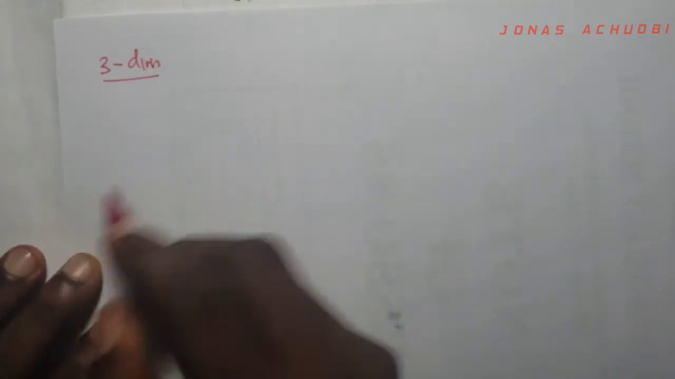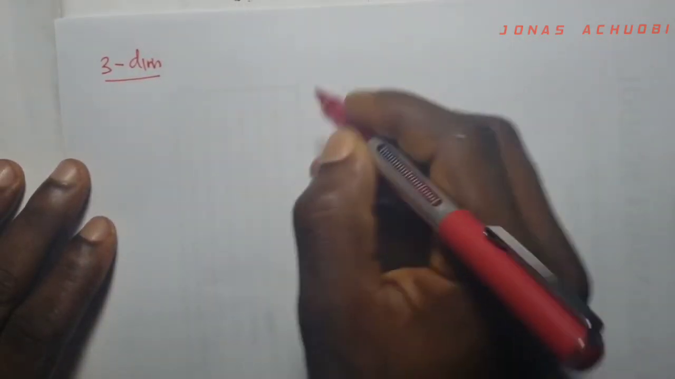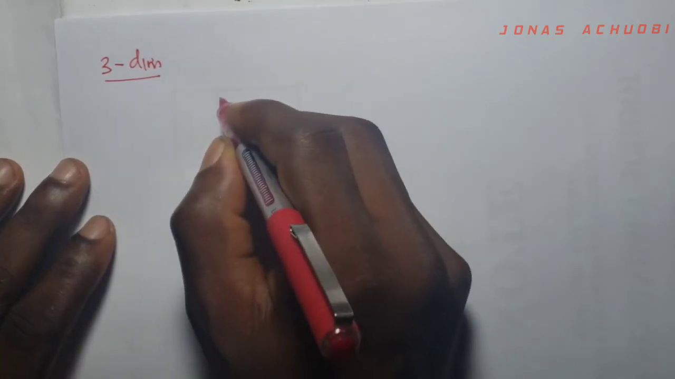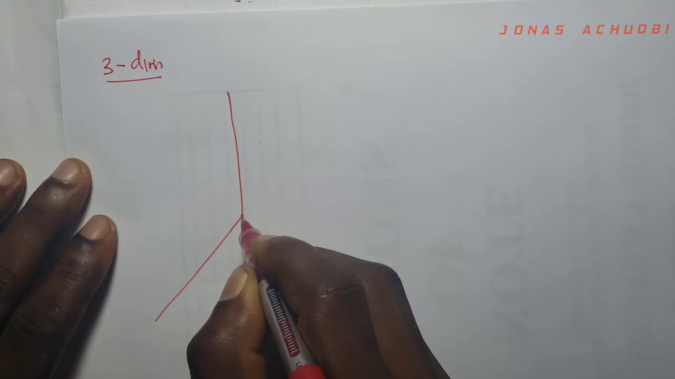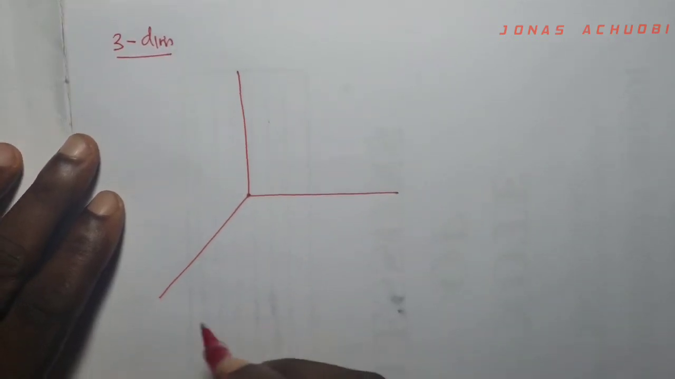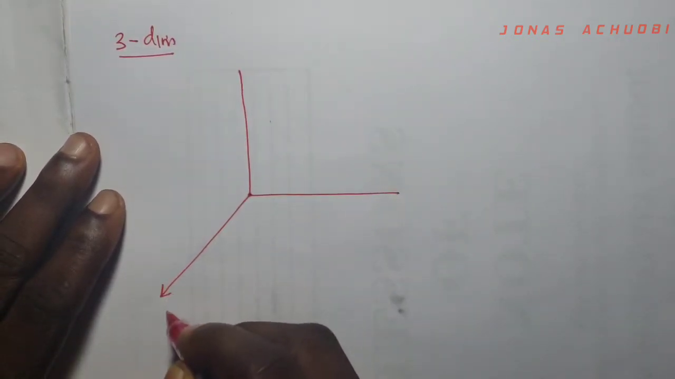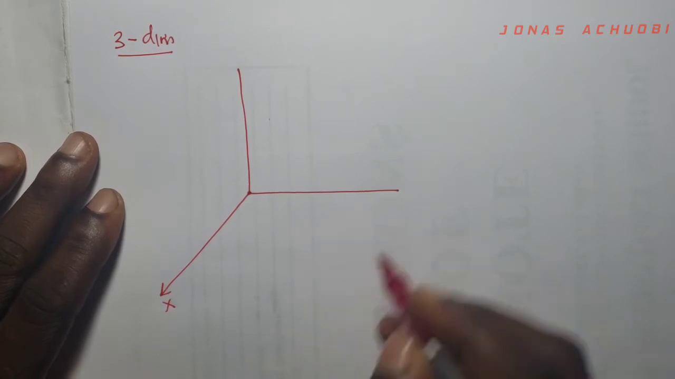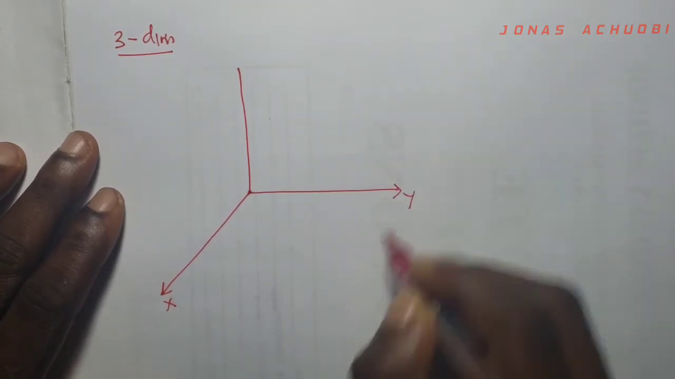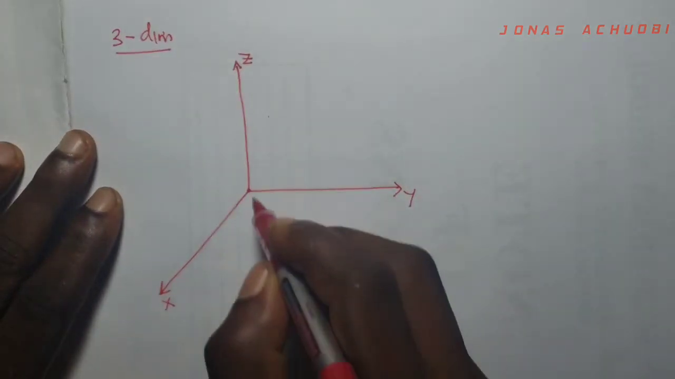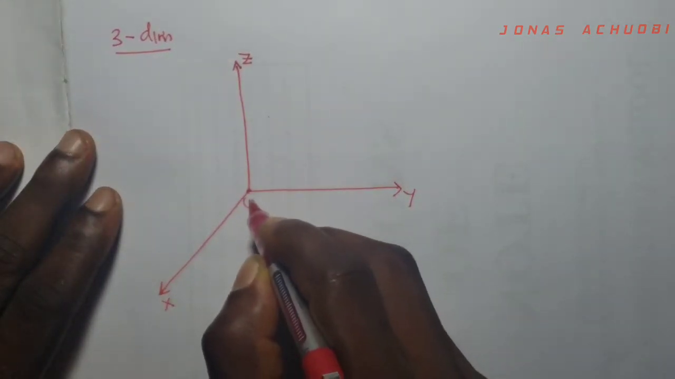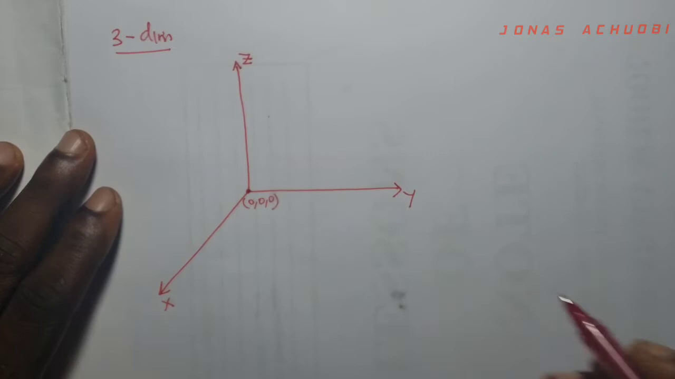So now in 3 dimensions, we're going to have an additional coordinate, like I've said already. So here we have something like this. Very good. Here we have our x direction or x axis, we have here the y axis, and we have here the z axis. And of course, once again, we have our origin 0, 0, 0, where the 3 axes meet.